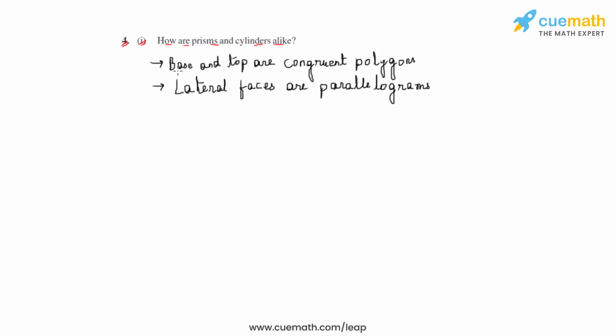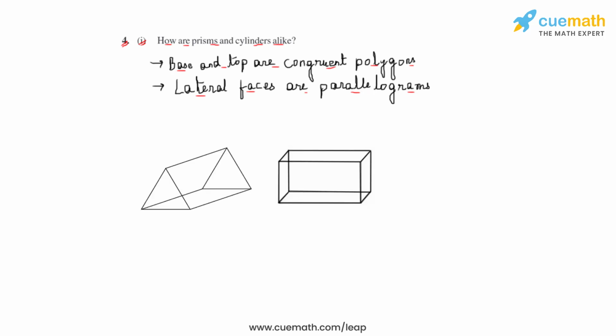Now let us first list down the properties of a prism to understand this question. As we see in the first property, the base and the top faces of the prism should be congruent polygons. Also the lateral faces have to be parallelograms. Now let us observe a few prisms in this set of figures.